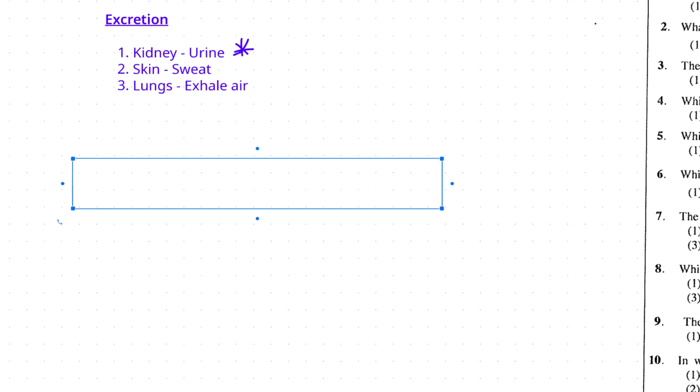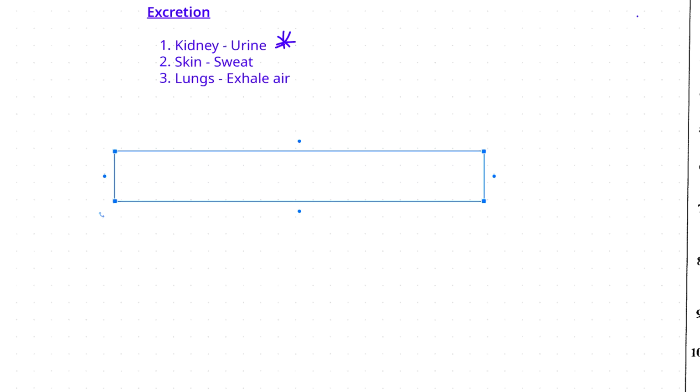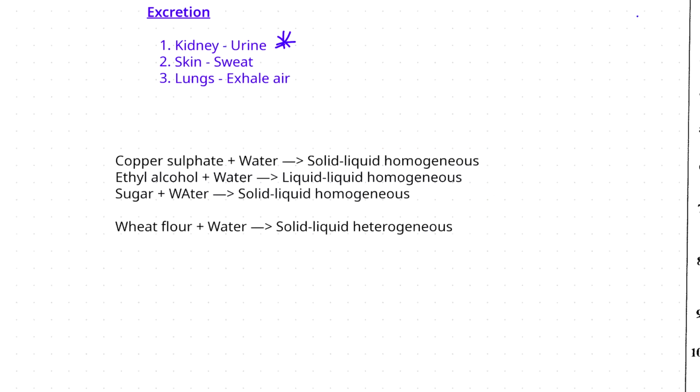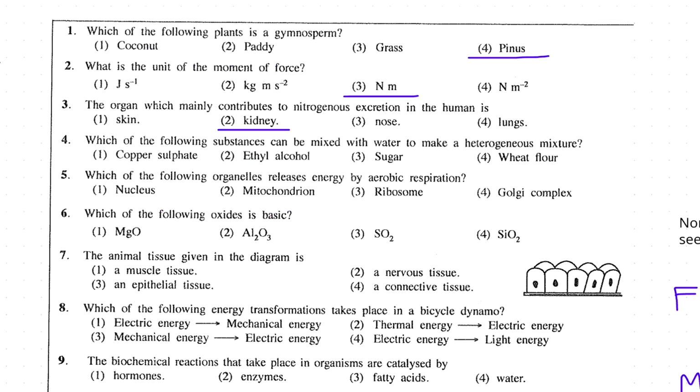Next, sugar. Sugar plus water, it's very clear. It's a homogeneous mixture, a solid liquid homogeneous mixture. Then wheat flour and water, you say it is a heterogeneous mixture. Considering the states, how can you write it? Solid liquid heterogeneous mixture. So here, the answer is wheat flour.